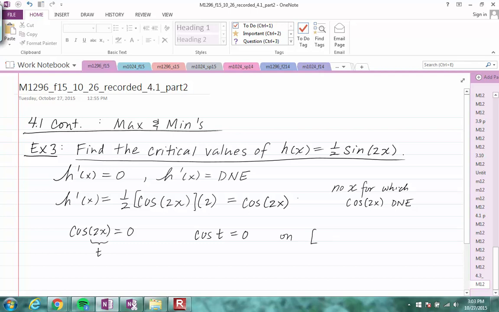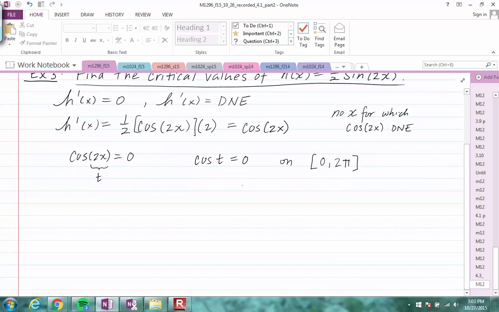Notice that the problem statement says find the critical values of the function, and it doesn't say on a particular interval, so we need to assume that we're going to do this for the domain of all real numbers. But let's just look at 0 to 2 pi initially for cosine of t equal to 0. So I'm going to whip out my unit circle and think about, on 0 to 2 pi, where do I have cosine of t, or the x-coordinate, equal to 0.